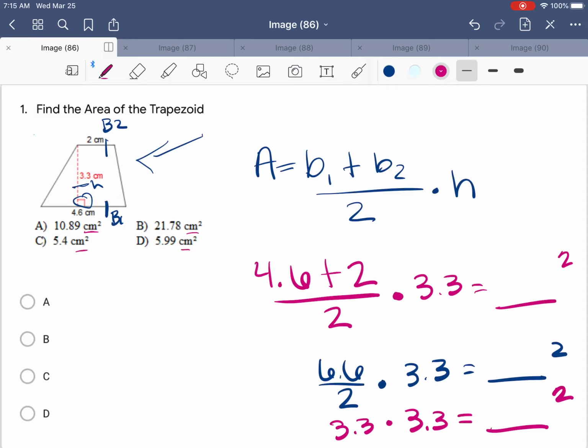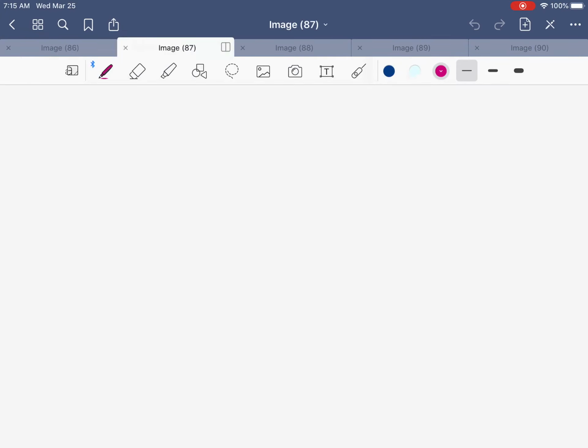So basically, to get your answer, you just want to take 3.3 times 3.3, and whatever that answer is will be the answer in centimeters squared, because they're all centimeters squared. So go ahead and multiply 3.3 times 3.3 to get the answer on that first one.